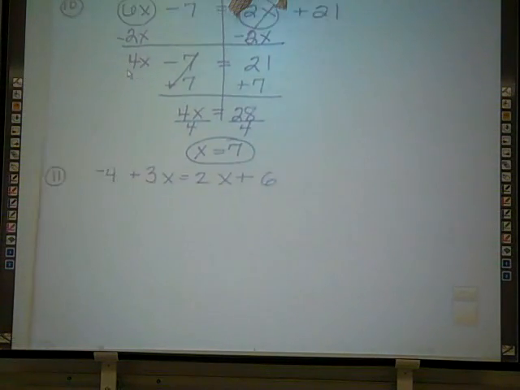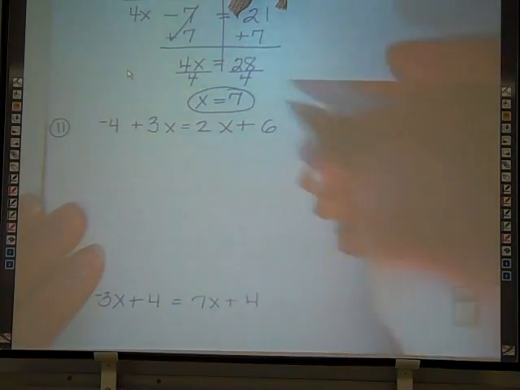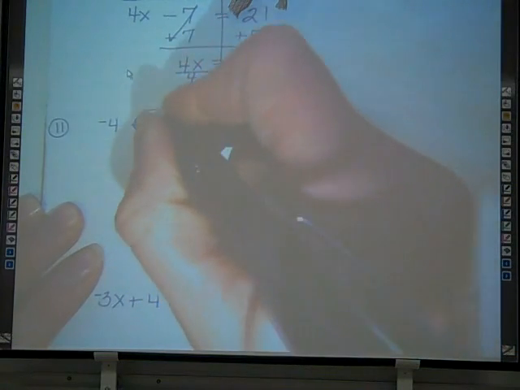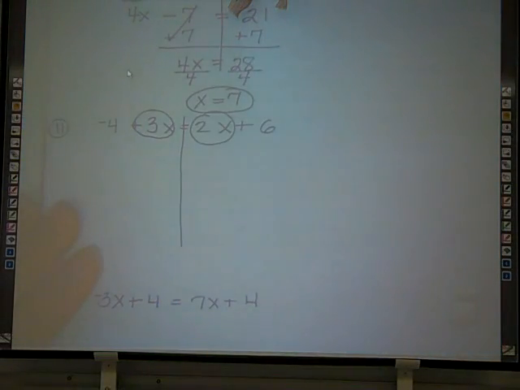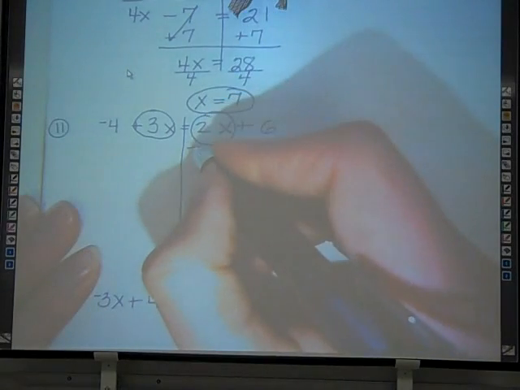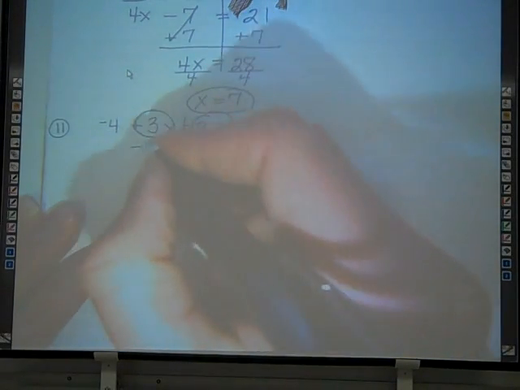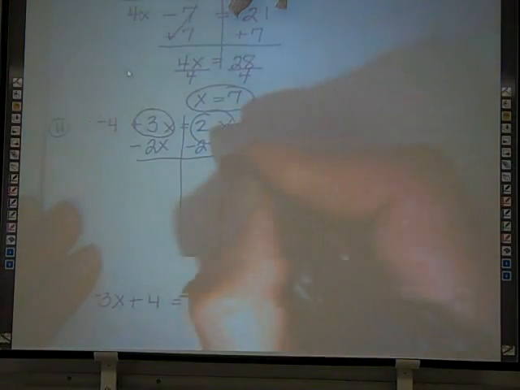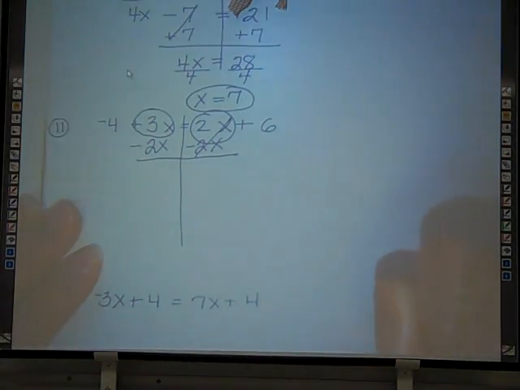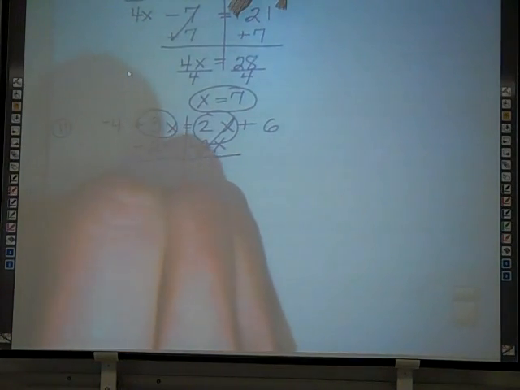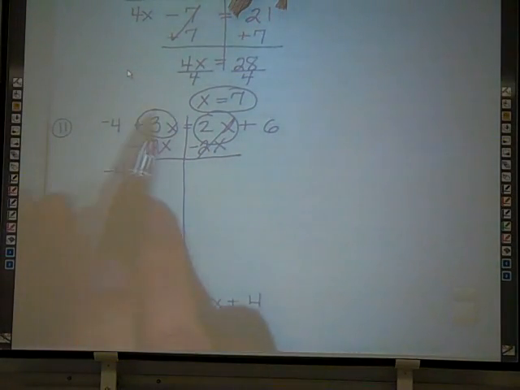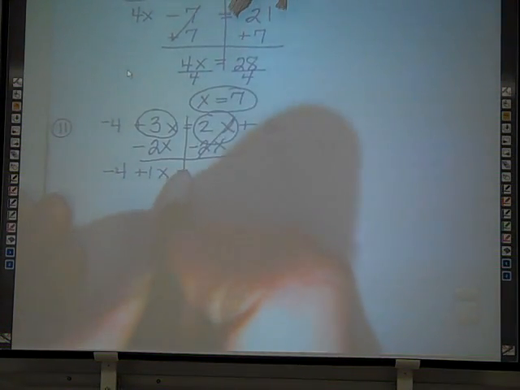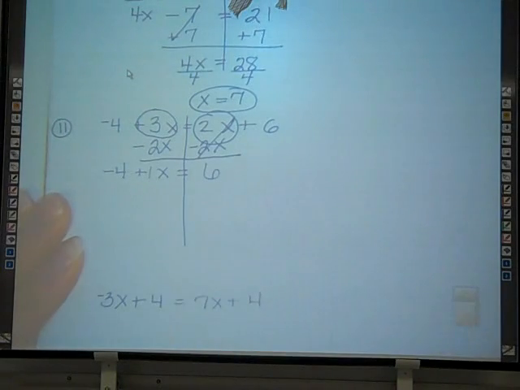Alright, number 11. Once again, circle the two terms that have variables. Usually remove the smaller one, so 2 is positive. The opposite of positive is going to be subtracting or negative. The 2x is gone. On the left-hand side, I have negative 4. Now, 3 minus 2 will be plus 1x, and you still have the 6.